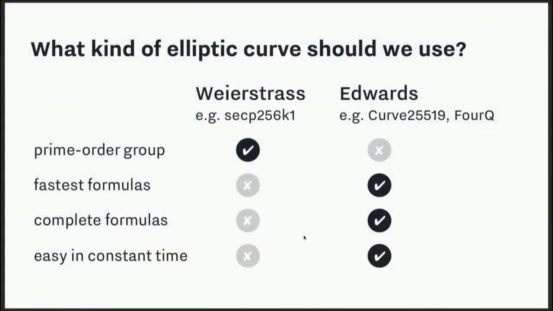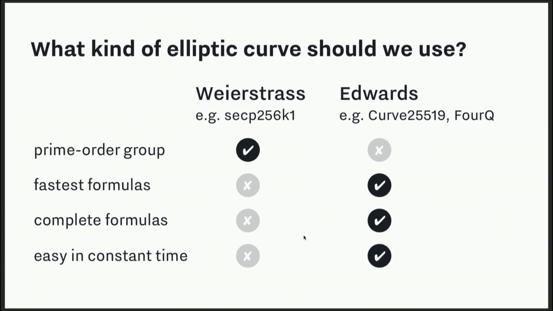You could use a Weierstrass curve like SEC-P256K1, which is used in Bitcoin, or you could use an Edwards curve, such as curve 25519 or 4Q. And the big advantage of using a Weierstrass curve is that the curve itself gives you the prime order group, which is the abstraction that you want, but there's a couple of downsides.